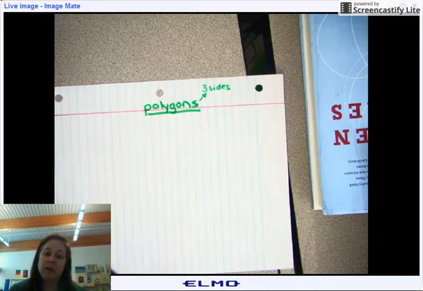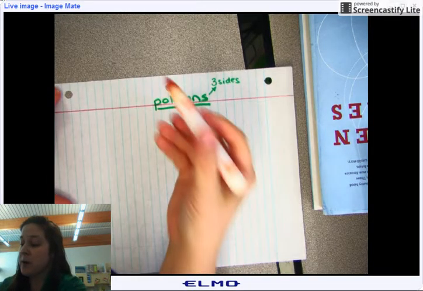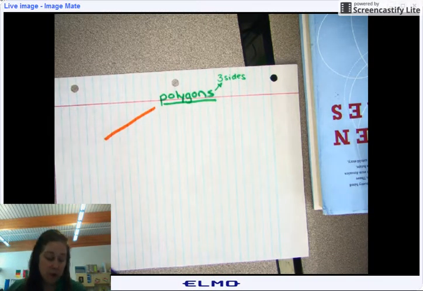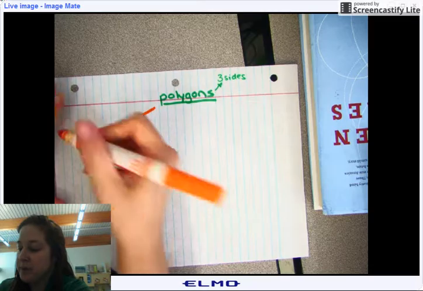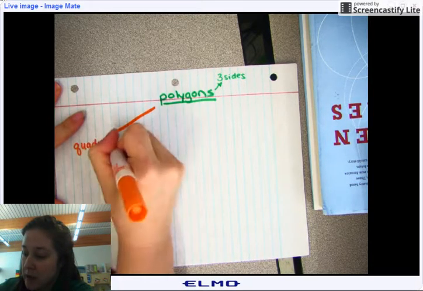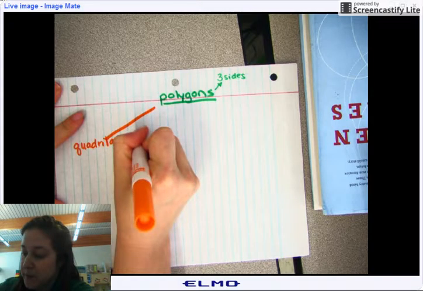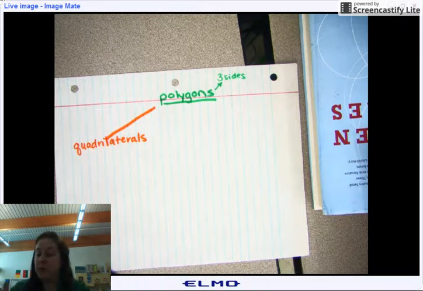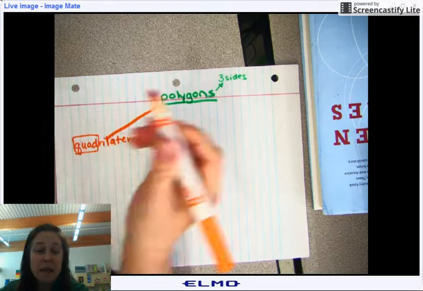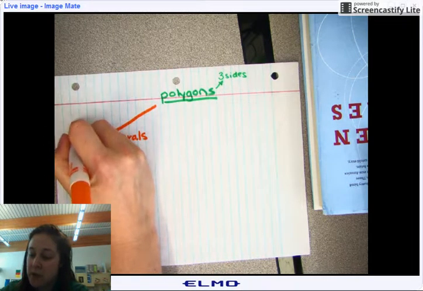And when we look at polygons, we want to break it into different categories. We have 3 different categories. We're going to start over here, and we are going to work with our quadrilaterals. And quadrilaterals, the key word for quadrilaterals is quad. Quad means 4. So this is a 4-sided figure.